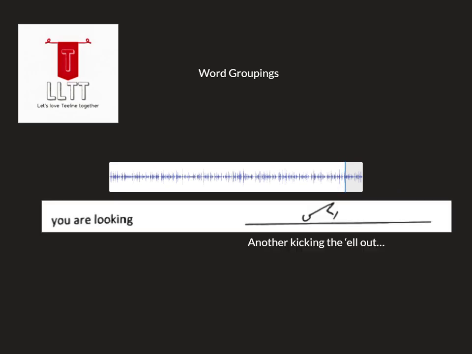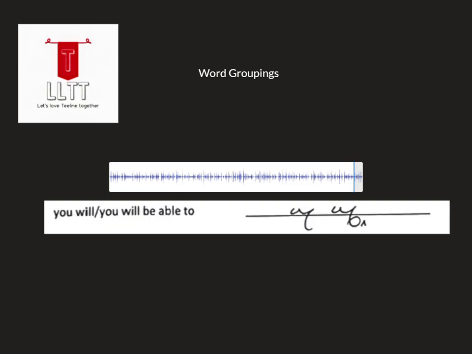You are looking, another kicking the L out of looking. You are K-ing for you are looking. The sense of the sentence will tell you what it is. And finally, the simple little phrase, you will. And the way we extend it here for you will be able to.